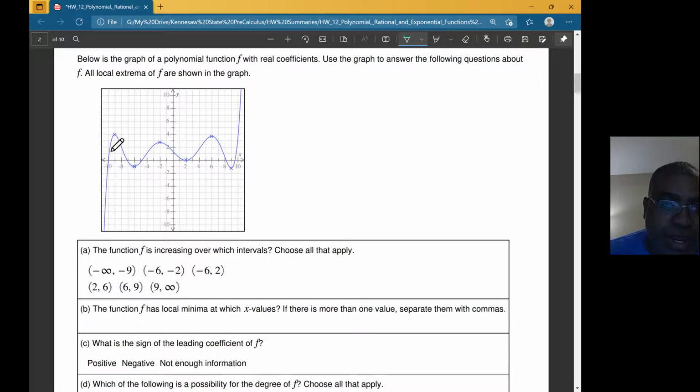So from negative infinity to negative 9, this graph is increasing, which is what they asked. So increasing here. Then it goes down, and then from negative 6 to negative 2 is increasing. Okay, decreasing, decreasing. Then from 2 to 6 is increasing.